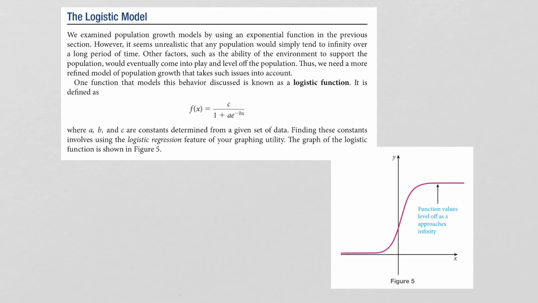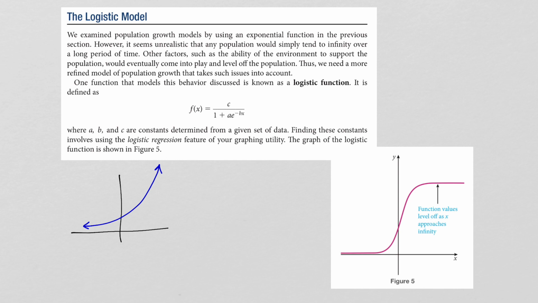The last model we're going to talk about is the logistic model. The logistic model is another way of looking at something like population growth. So just note that it is unrealistic that any population would simply tend to infinity over a long period of time. So if you think about it, exponential growth always gives you a graph that looks something like this. Well, if you're talking about, say, the number of people on the planet, this can't continue forever, right? We can't get more and more and more people because we don't have enough resources for all those people.